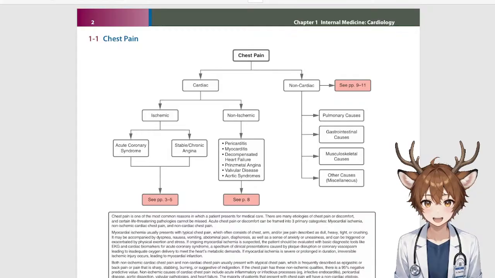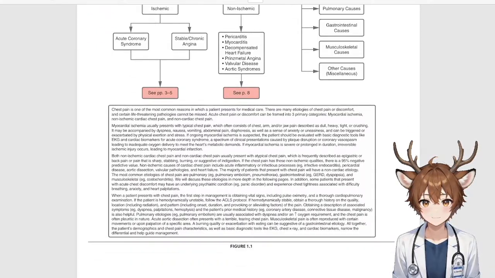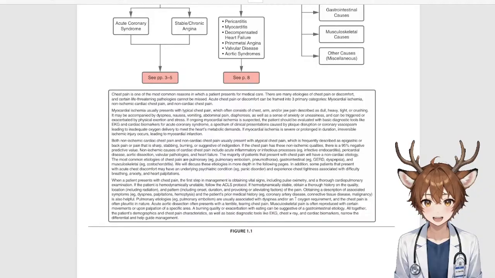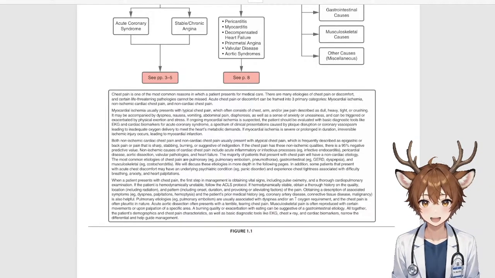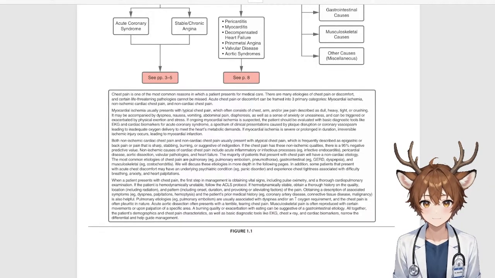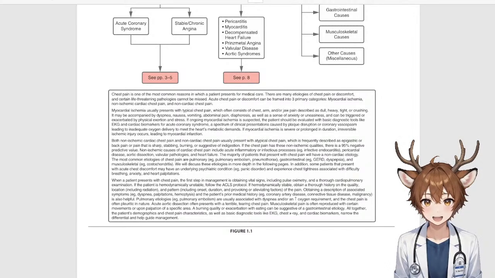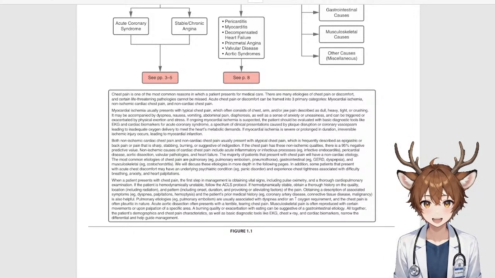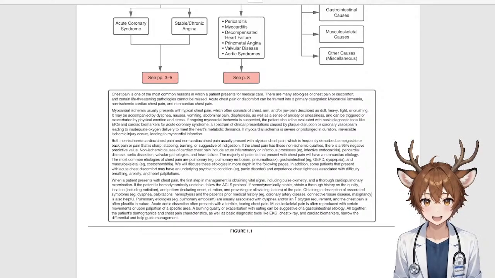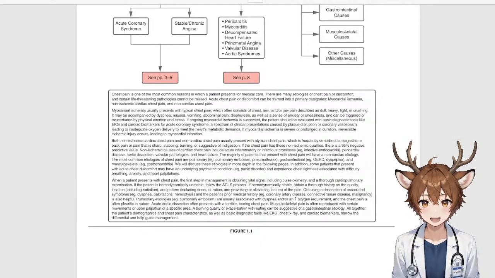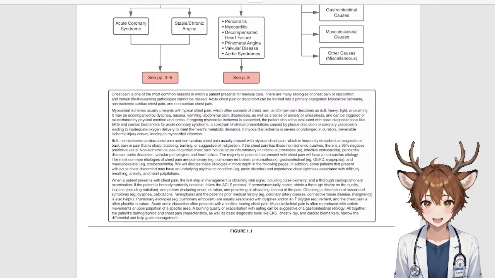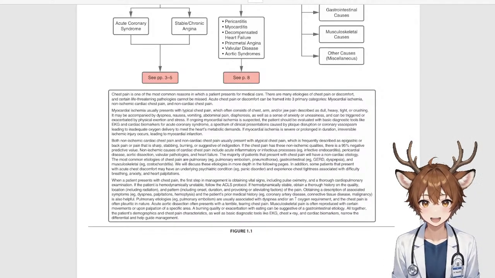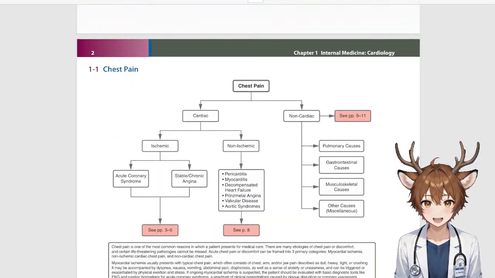And for reference, we're on page 2 right now. We have this little text right here. Let's read about it. Chest pain is one of the most common reasons in which a patient presents for medical care. There are many etiologies of chest pain or discomfort, and certain life-threatening pathologies cannot be missed. Acute chest pain or discomfort can be framed into 3 primary categories: myocardial ischemia, non-ischemic cardiac chest pain, and non-cardiac chest pain, as we saw with the diagram over here. That's basically the 3 categories that they go into.